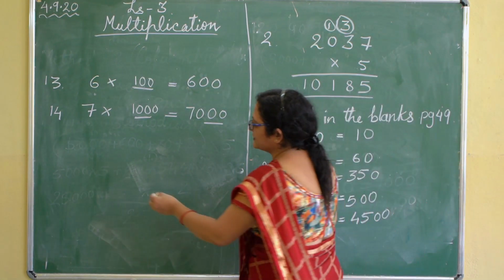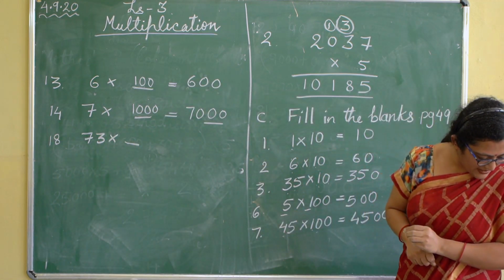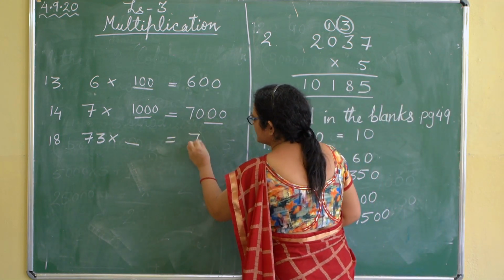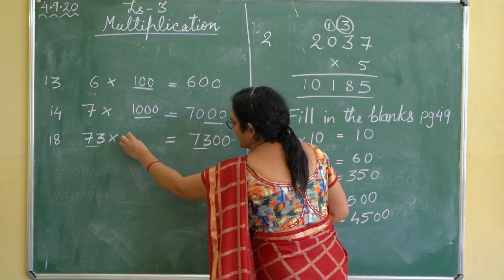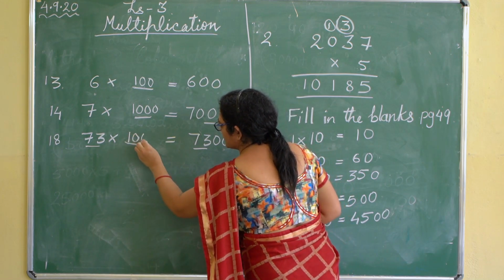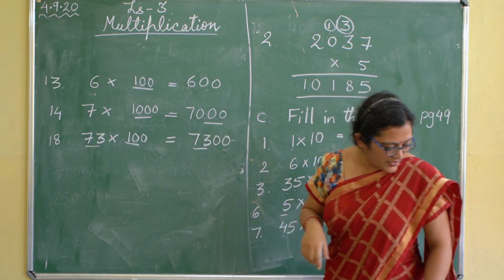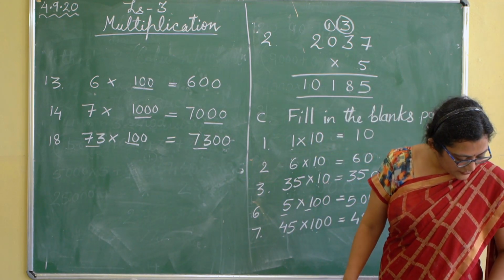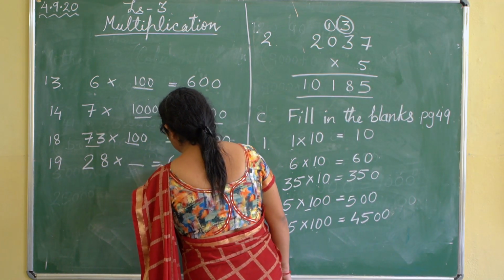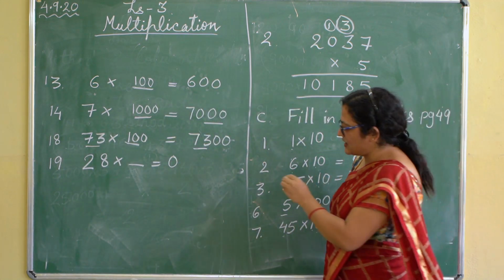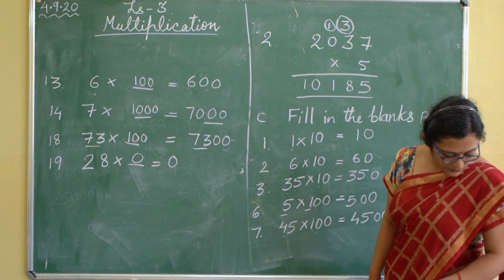Same way, the 18th question is a little different. 73 multiplied by dash equals 7,300. In the table of 73, when does the 73 come? One time. How many zeros? 2 zeros. 73 into 100 equals 7,300. Same way, 19th question: 28 multiplied by dash equals 0. Any number multiplied by 0 gives 0. So we'll write 0 here.